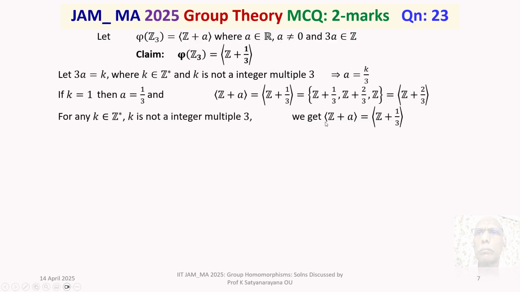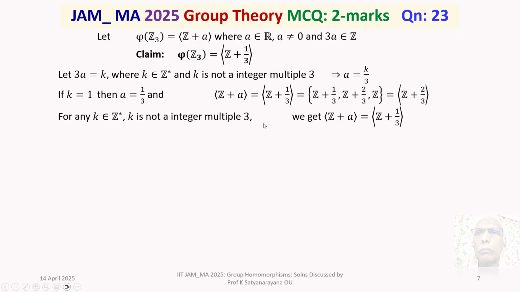For any k belongs to Z star, k not an integer multiple of 3, we get that the cyclic subgroup generated by Z plus a will be equal to the one generated by Z plus 1/3. This is what we want. So the cyclic subgroup generated by Z plus a is precisely the cyclic subgroup generated by Z plus 1/3. That is, a is 1/3, you can take it.